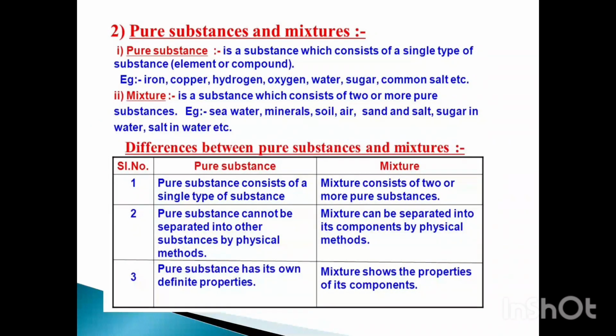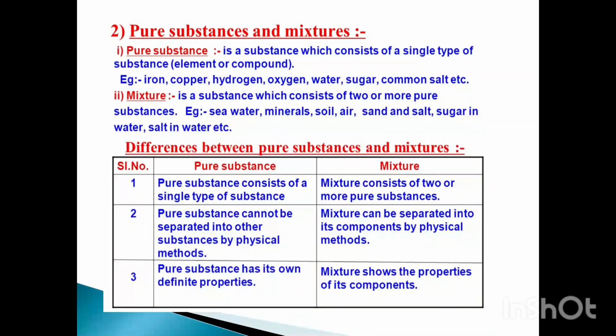Pure substance and mixture. Pure substance is a substance which consists of a single type of substance. Example: iron, copper, hydrogen, oxygen, water, sugar, common salt, etc. Mixture is a substance which consists of two or more substances. Example: seawater, minerals, soil, air, sand and salt, sugar in water, salt in water, etc.